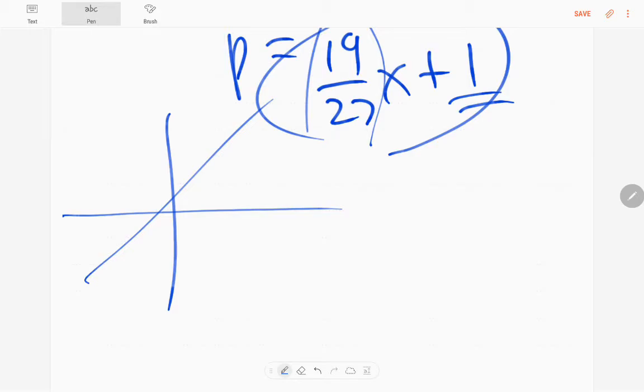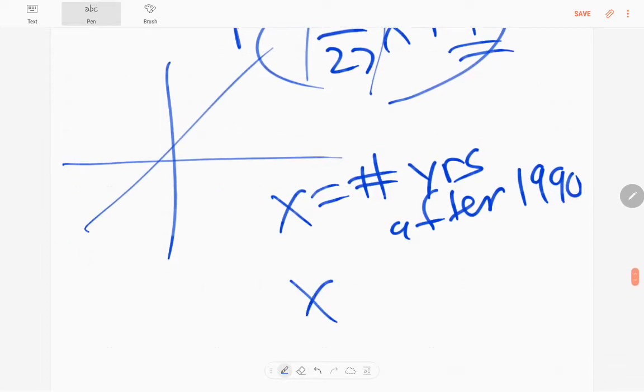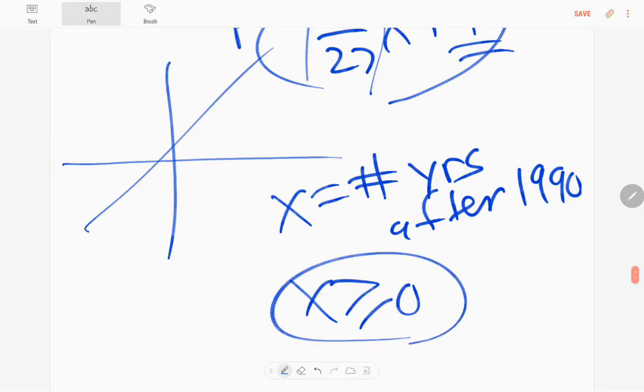One more part of this problem. What x's on the graph represent years 1990 and after? Well, remember, x is the number of years after 1990. So whenever x is bigger than or equal to 0, we're going to be in 1990 or later. x bigger than or equal to 0 is the answer to that part. That corresponds to years 1990 and later.